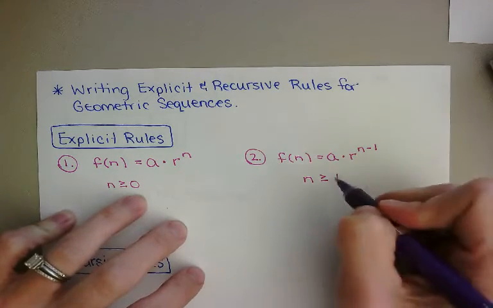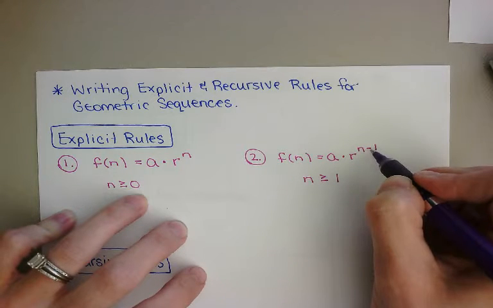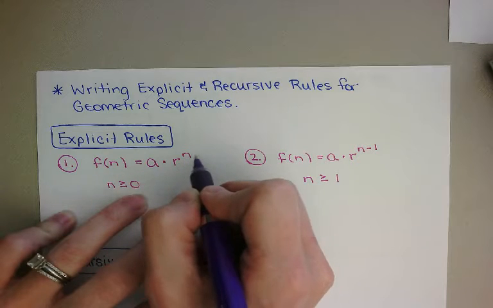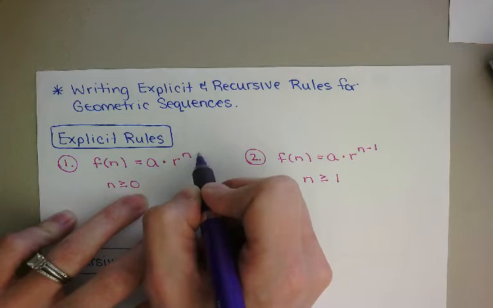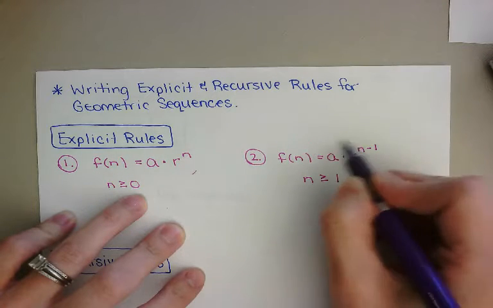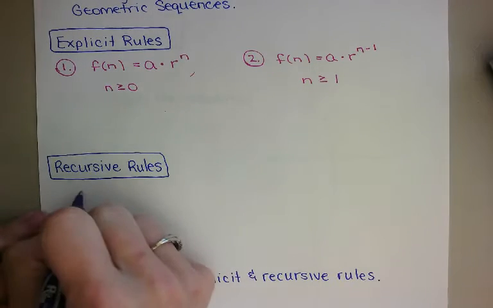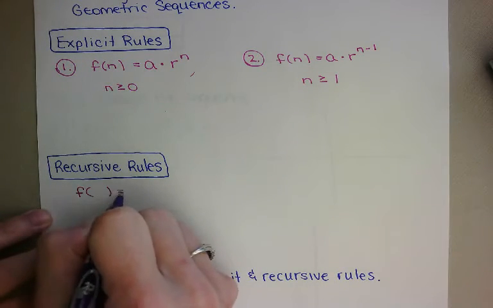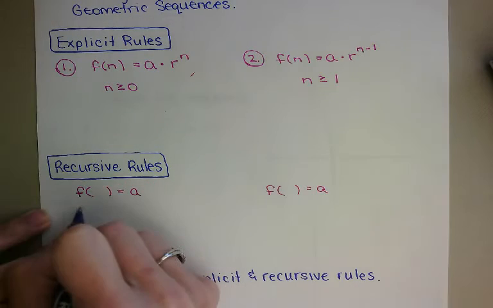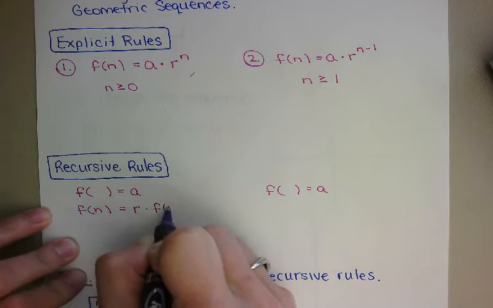One way that I remember this for myself is if there's a 1 here, then they're subtracting 1. Really, I could put the 0 up here and say they're subtracting 0, but that's not necessary. So this is the rule that I use if it's a 0, and this is the rule that I use if there's a 1. The recursive rules look the same as well. They both start off with f of something equals a, and then f of n equals r times f of n minus 1.